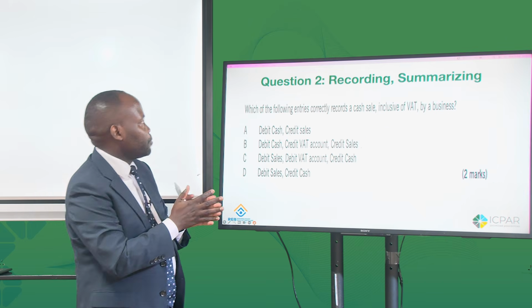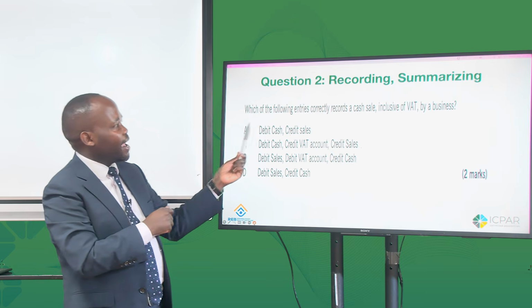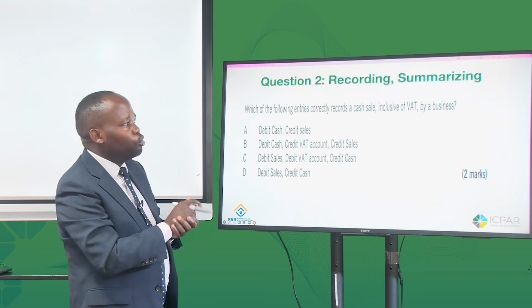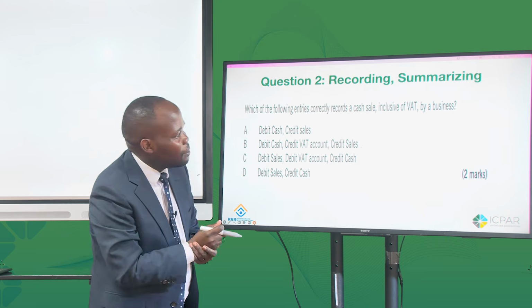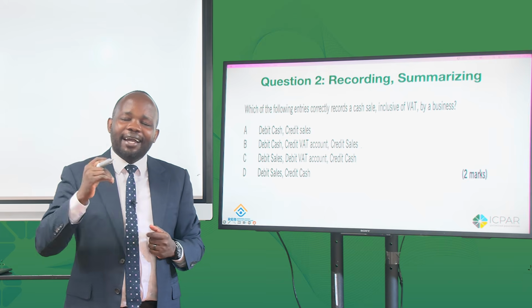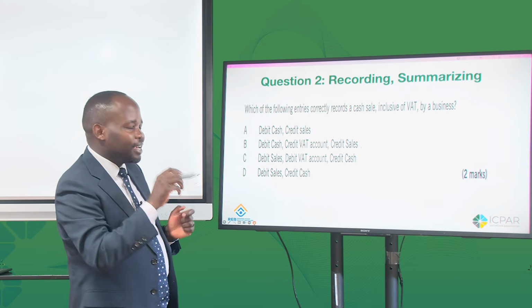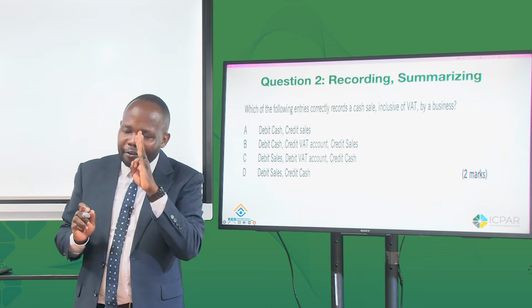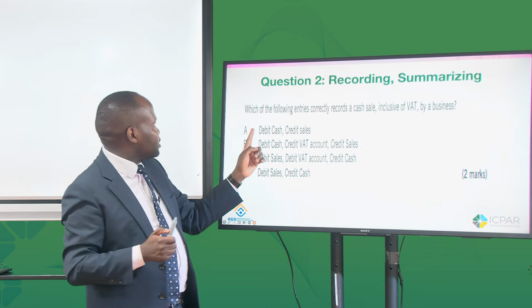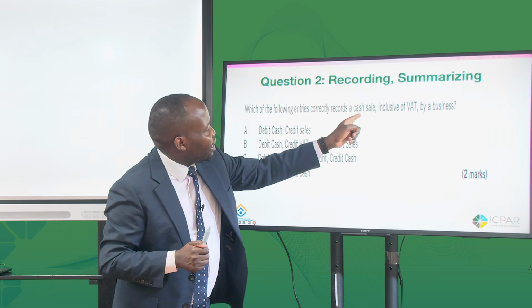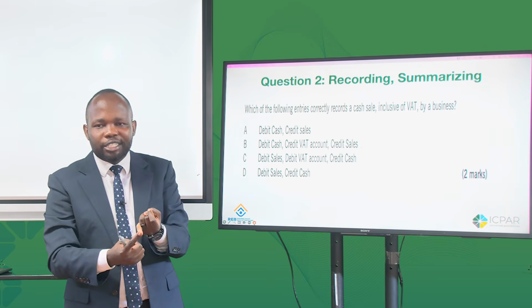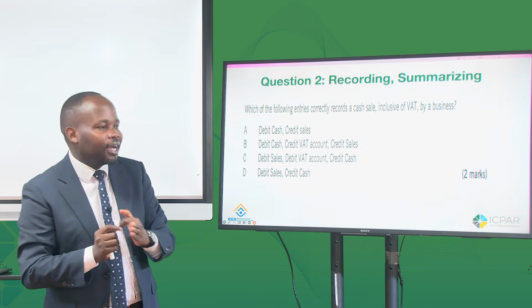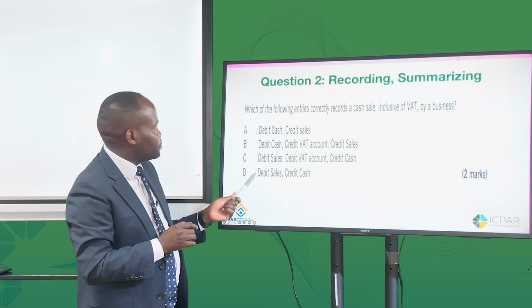Our next question. Which of the following entries correctly records a cash sale inclusive of VAT by a business? When we make a cash sale and the cash sale includes VAT, there are 3 accounts that will be affected. There will be a cash account, a sales account, and a VAT account. So which one is correct?